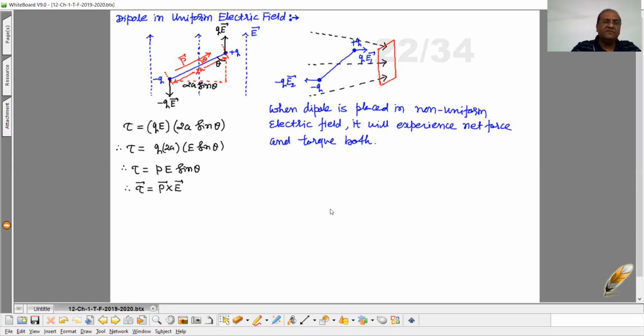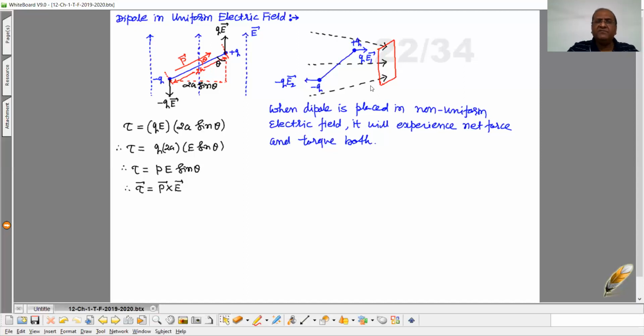Okay. Now under the effect of this particular torque, the dipole will be rotated in such a way that theta will be decreasing. And when it is aligned with the field, then theta will be 0, so torque will be 0. Clear? So whenever the electric dipole is placed in the external uniform electric field, the torque acts on it, and under the effect of it, it will try to align itself in the direction of the field.